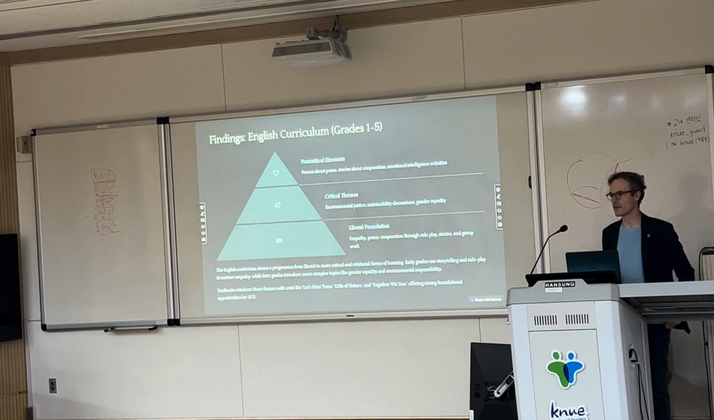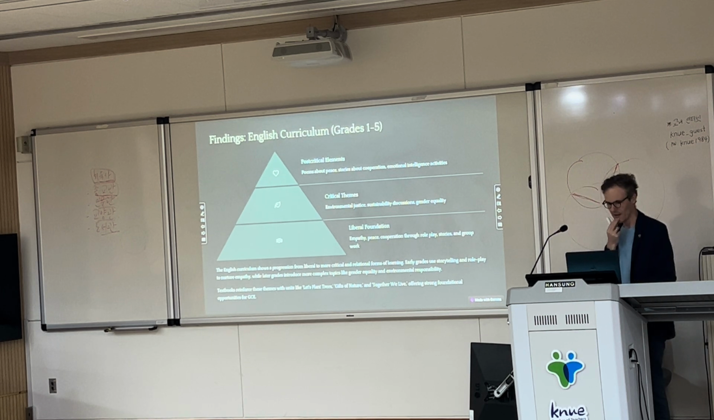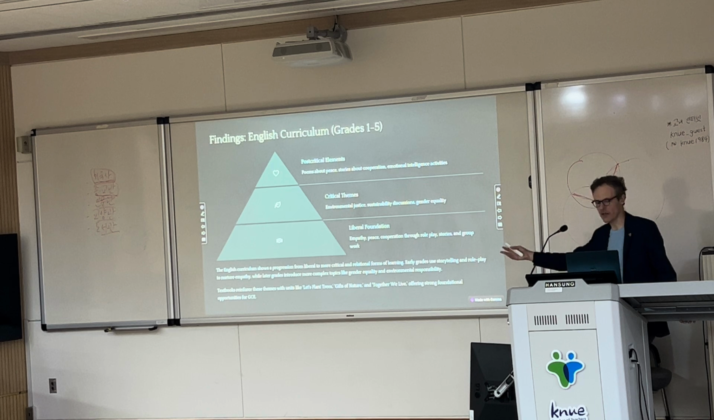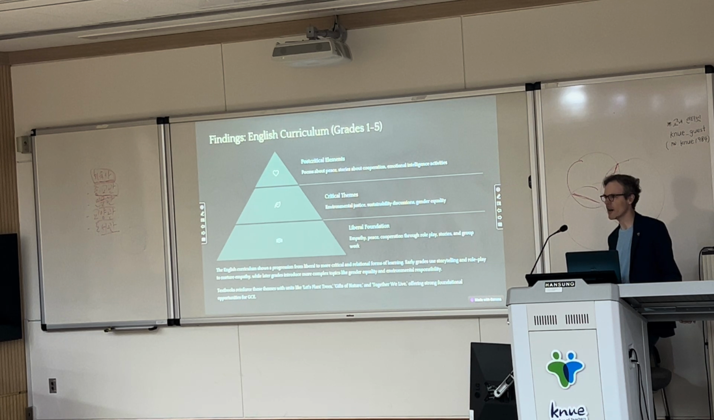So let's talk about one of them. English. So in the English curriculum, we found that liberal themes of global citizenship are very strong. So students learn about empathy, peace, and cooperation through role plays. There are a lot of role plays in the textbooks, through storytelling, through group work. The early grades use storytelling and role play to nurture empathy and respect, while the later grades, so going up to grade 3, 4, 5, they introduce more complex topics like gender equality and environmental responsibility.